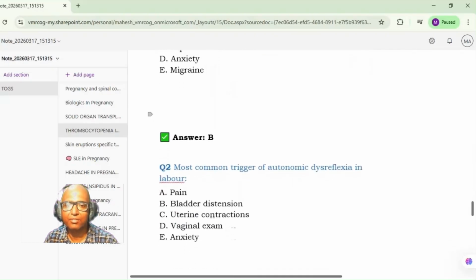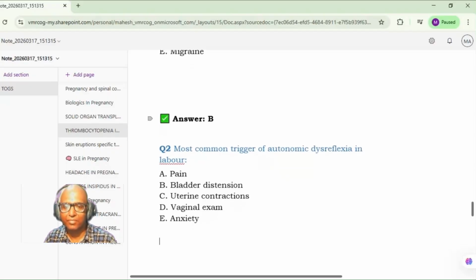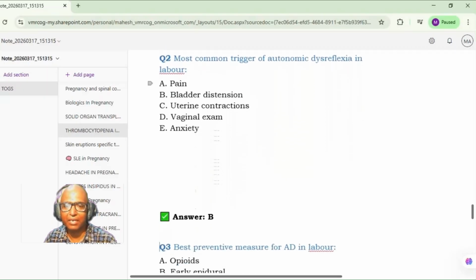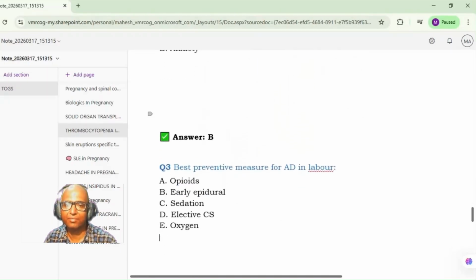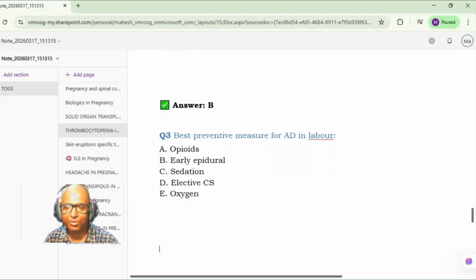Next. Most common trigger of autonomic dysreflexia in labor: A. Pain, B. Bladder distension, C. Uterine contractions, D. Vaginal examination, E. Anxiety. It is B, bladder distension. Correct. Next. Best preventive measure for autonomic dysreflexia in labor: A. Opioids, B. Early epidural, C. Sedation, D. Elective C-section, E. Oxygen. This is B, early epidural. Correct. Very good.